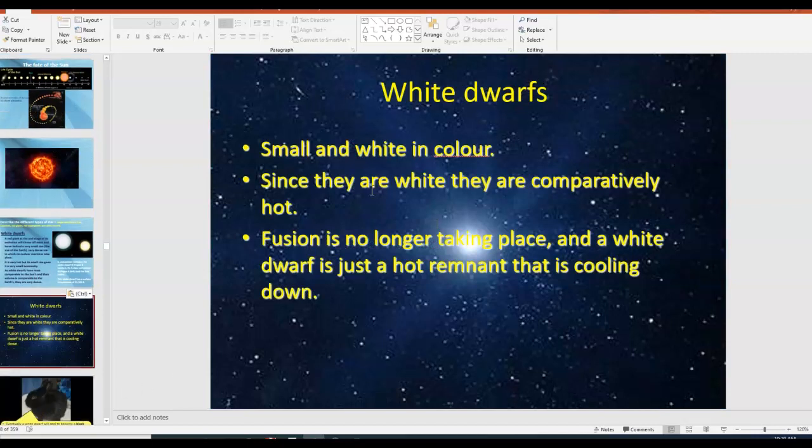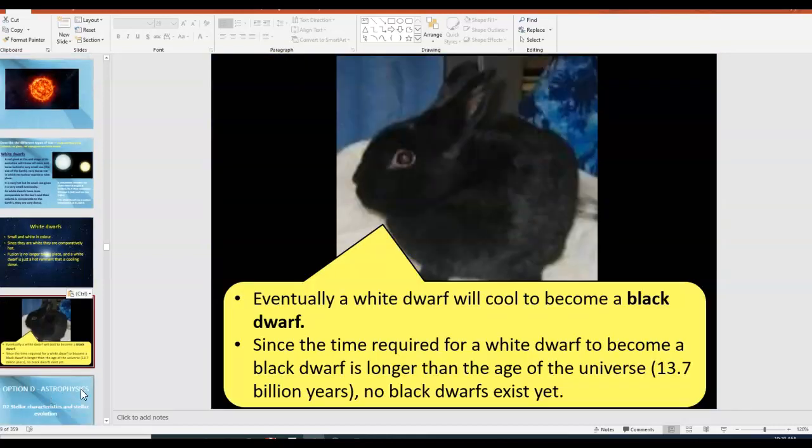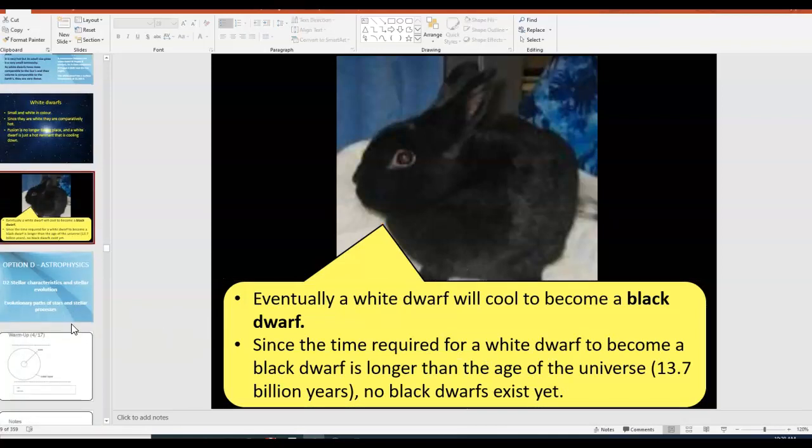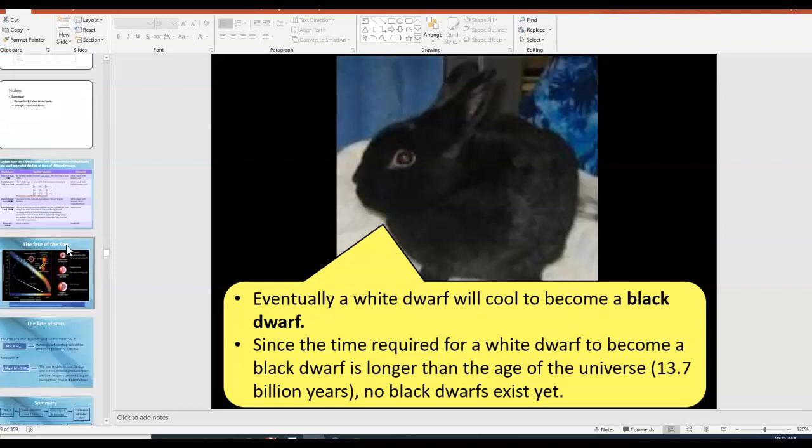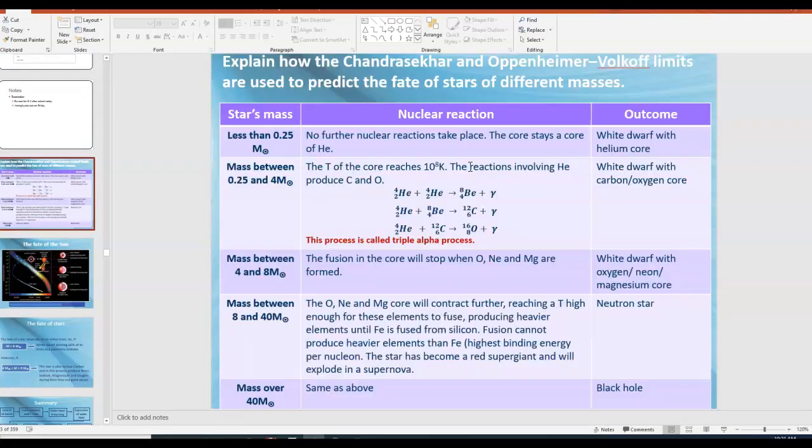Obviously, white dwarfs are small and white in color. They're very hot, but they're also very small because of their size, so they have a low luminosity, and eventually a white dwarf will turn into a black dwarf. Okay, none currently exist right now because, again, it would take trillions of years for that to happen, if not more. And the universe is only about 14 billion years old. All right, so that is basically the evolution of stars that have low mass.